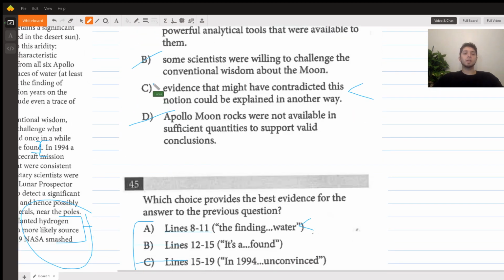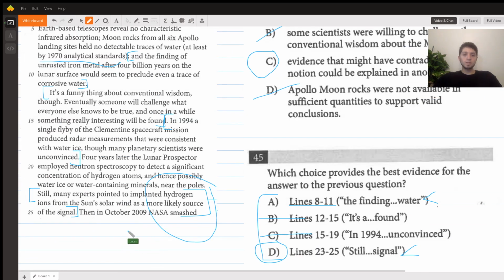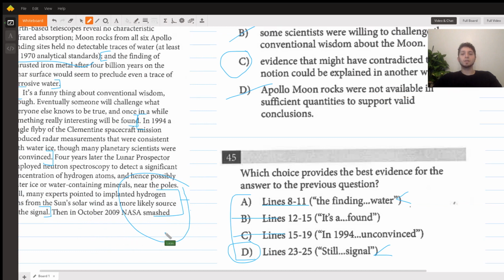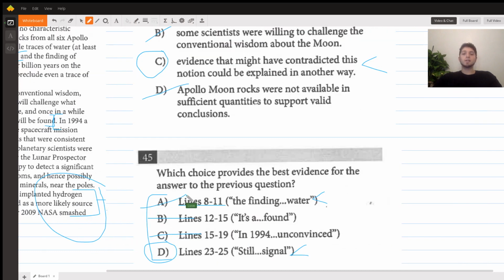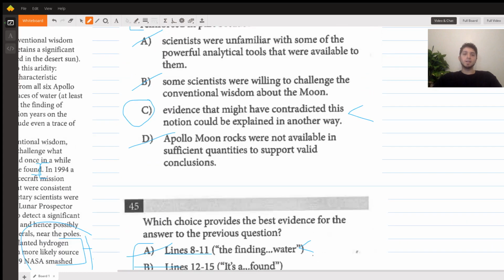So that is going to leave us with answer choice C, which says that evidence that might have contradicted this notion could be explained in another way. And that is going to match answer choice D from here, which basically tells us that many experts pointed to blah, blah, blah. They had likely another explanation for this. So we can get rid of A because it doesn't have any evidence to match it. And we'll end up with answer choice D for 45 and C for 44.